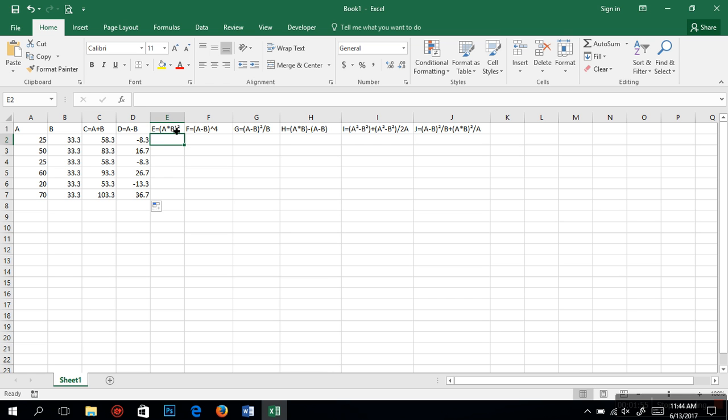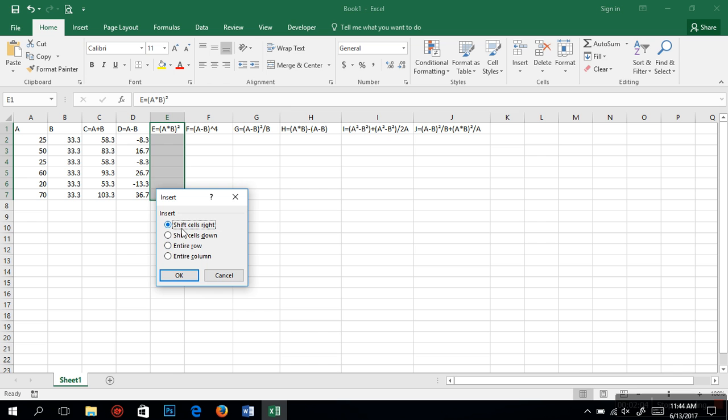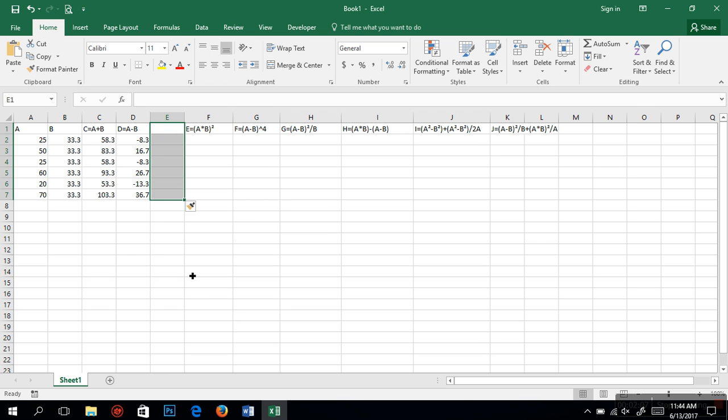So what we're going to do, we're going to create a new column here. Right click, click on insert, you see shift cells right. You click OK. It moves the cells to the right, leaving here empty. So you should have a column carrying A times B, because if you don't have A times B, you cannot have A times B squared. So that will give us equal to A times B. That will give us that. So this is our A times B. We can autofill that to get the remaining.